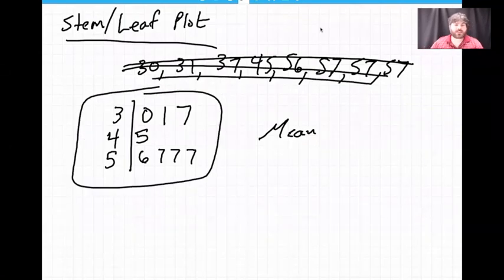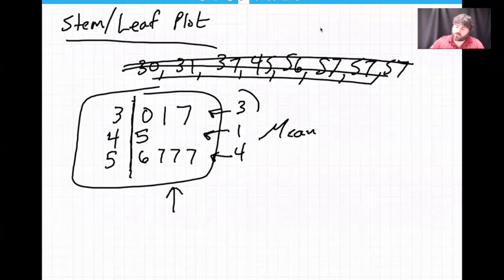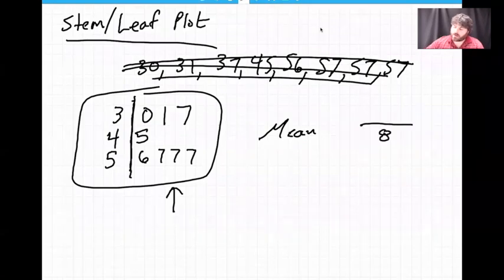So all you have to remember is that's a 30, a 31, a 37, a 45. You just add up all those numbers and then divide by how many. Well, the number of numbers to the right of the bar tells you how many numbers n is, so what to divide by. So there's 3 here, there's 1 here, and there's 4 here. If you add all those up, that's 8 total. So there are 8 numbers in this data set. Okay, so n would be 8. So we'd add up all the numbers, all the way up, add up all 8, and then divide by 8 to find the mean.